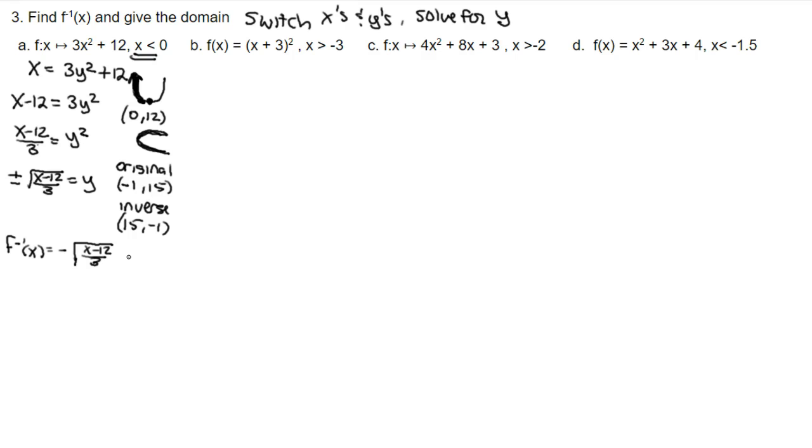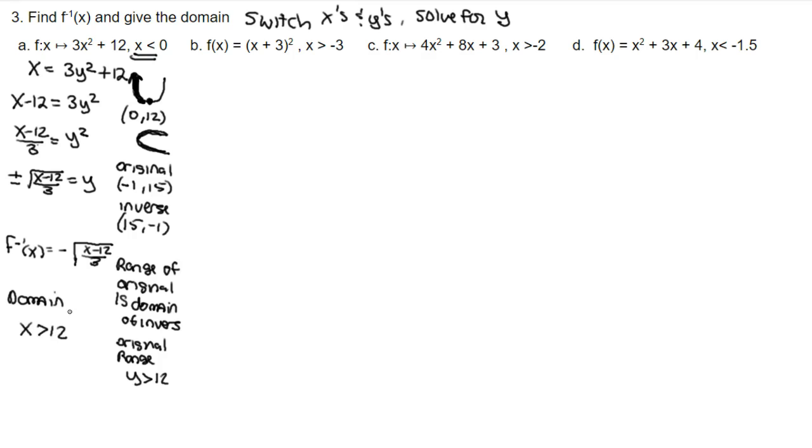It's negative, not positive. Now, as far as the domain goes, all I've got to remember is the domain of the inverse is going to be the range of the original. So if I go back up and look at my original, the range was y is greater than 12. So if that's my range, the domain of my inverse is going to be x is greater than 12, which makes sense because if I put in a number that's smaller than 12, it'll end up being a negative under the radical, and that's against the rules.